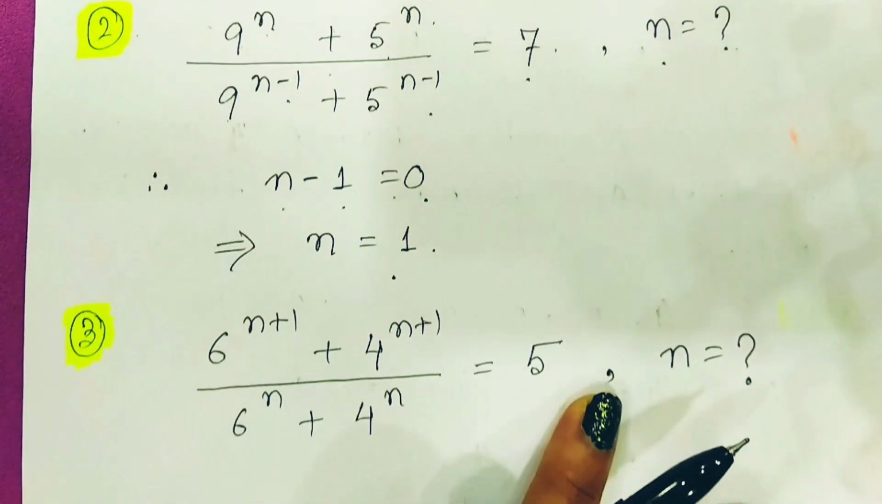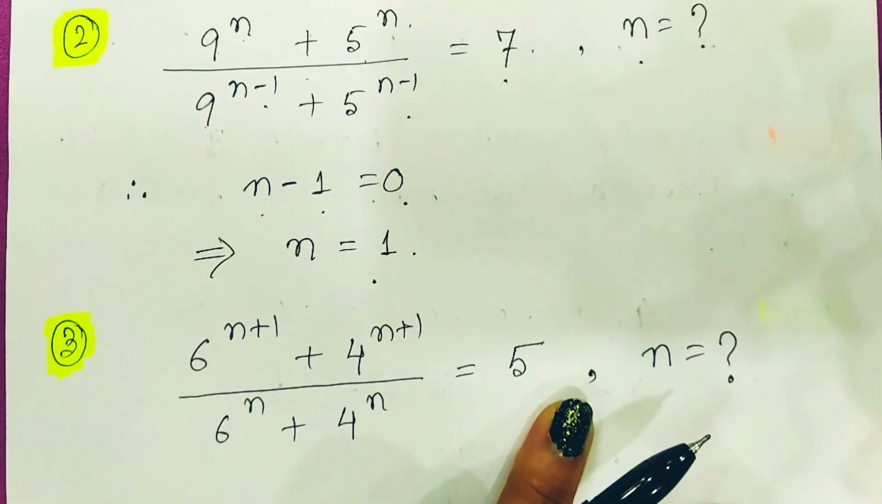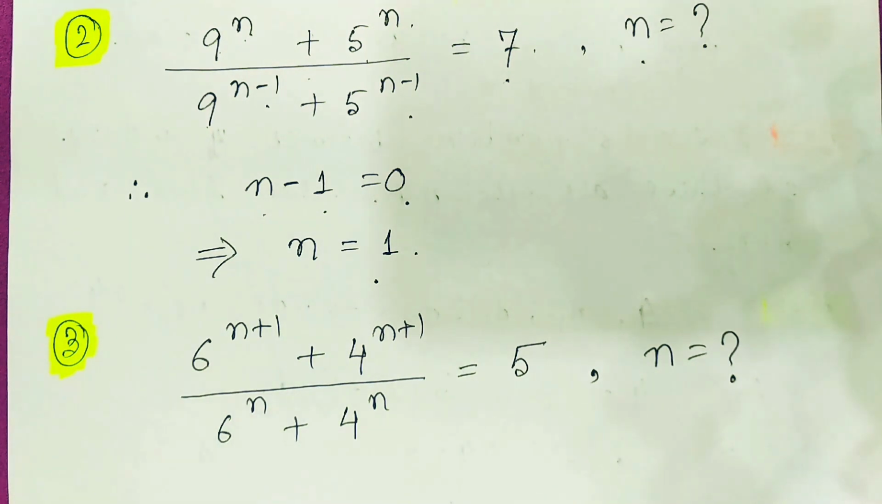One more example is here. So it is 6 to the power n plus 1 plus 4 to the power n plus 1, divided by 6 to the power n plus 4 to the power n, is equal to 5. You should find the value of n. That question I am definitely not going to do for you. That answer I am expecting from you. Just do the question and write the answer in the comment box of the given video. I hope I will get the answer from all of you. This is so simple, I hope.